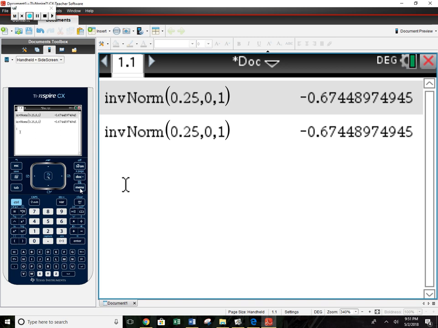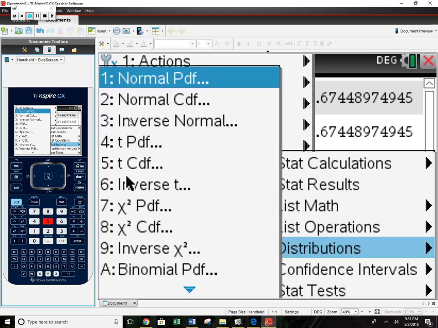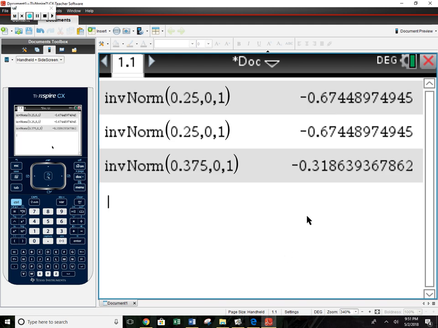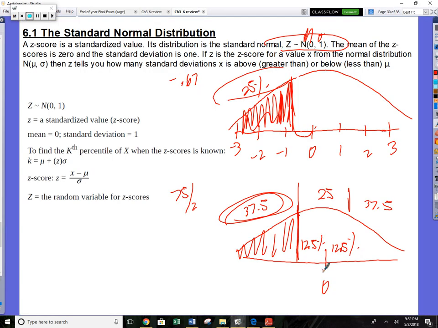So on your calculator, we're going to do the same thing. So menu 6, 5, 3, inverse normal, the area, 0.375, the mean of 0, standard deviation 1. Okay, I've got to go a negative 0.32. So it's going to be more like right here, negative 1. So I'm going to go negative 0.32, so not even half of a standard deviation. And I'm going to go that much to the left and that much to the right, negative 0.32, positive 0.32, and that will give me 25% centered on the mean.